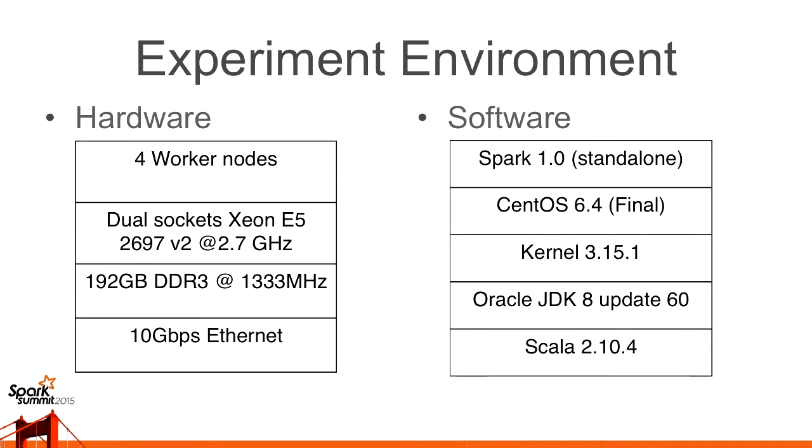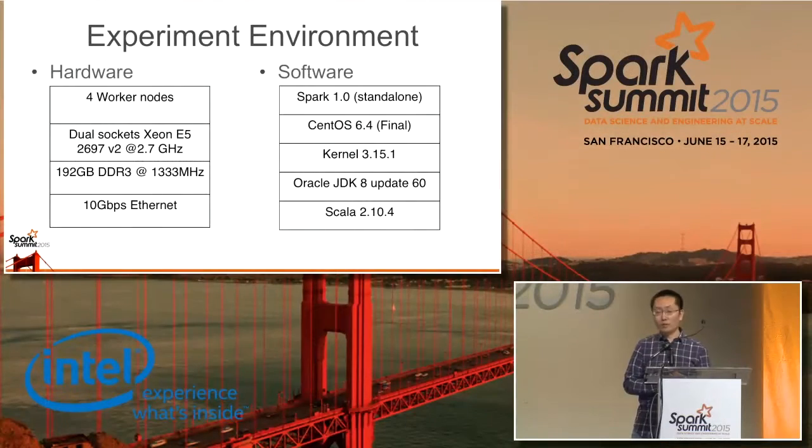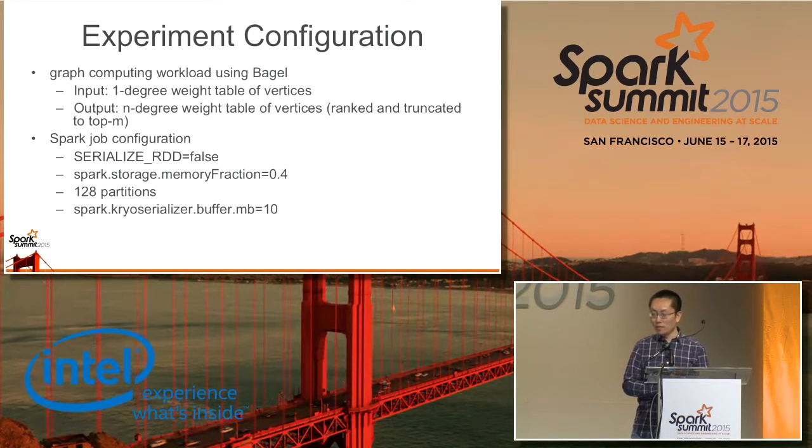Okay, so a little bit of overview of our experiment environment. It's a pretty small cluster. We have 4 worker nodes, Xeon E5 processors, which are pretty powerful, 192 GB DDR3 RAM, 10 gig Ethernet. And software-wise, we have a very late Oracle JDK and a pretty new kernel. And we're running this graph computing workload from our customer. It tries to compute an n-degree weight table and truncate the topmost weighted vertices as the output.